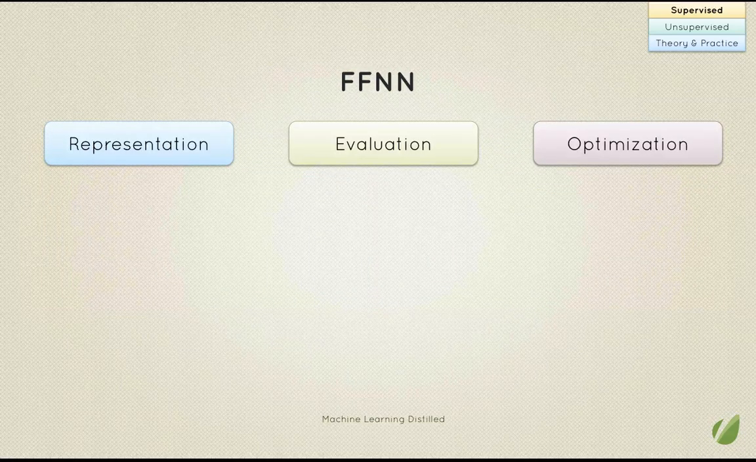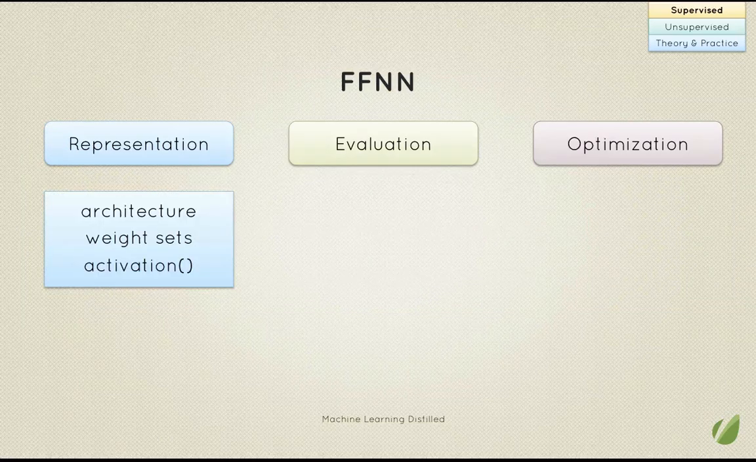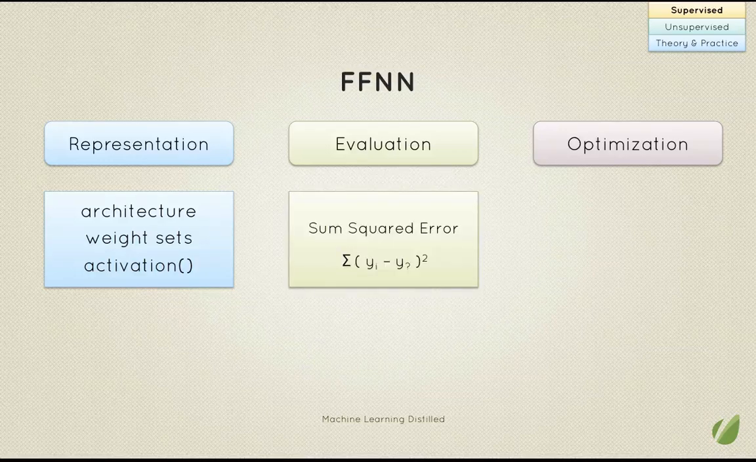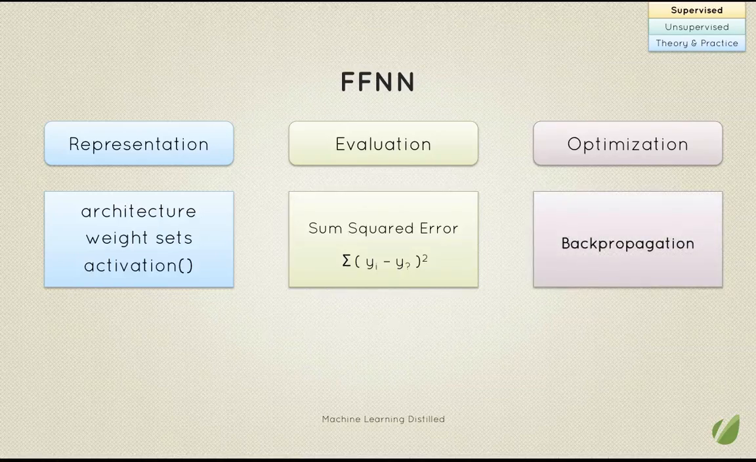Finally, let's consider the representation, evaluation, and optimization for neural nets. First, they're represented by the architecture, a set of weights, and the activation function. Typically, neural nets are evaluated using the sum squared error, which is just the predicted minus actual squared, and summing that up over the whole data set. And the optimization is done using the backpropagation algorithm.